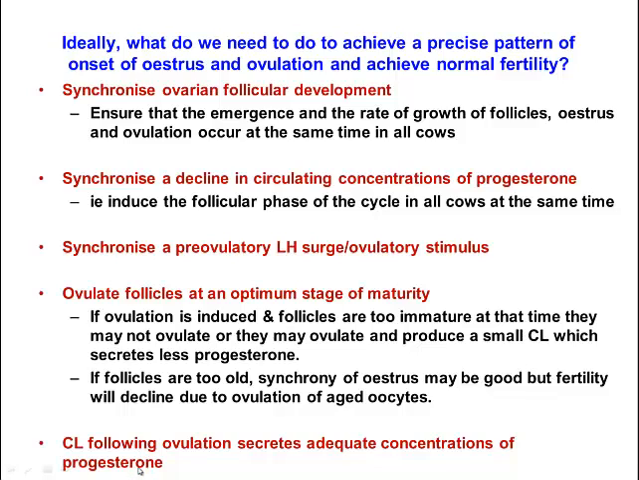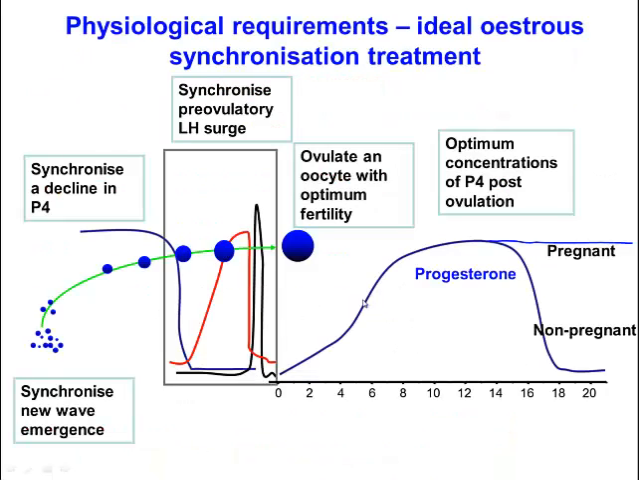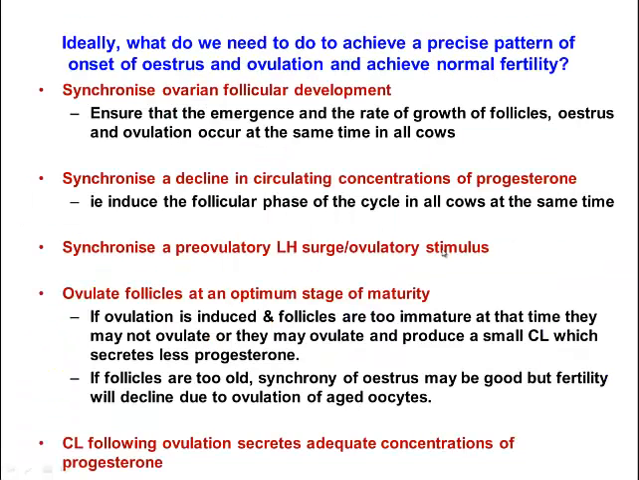And then finally we want the corpus luteum following ovulation to secrete an adequate concentration of progesterone. So following ovulation we want an adequate concentration of progesterone being produced. So this is the ideal of what we need with any oestrous synchronization treatment. So I may just stop there for a while and allow you to perhaps revise this a little and consider again what those principles are, and we'll go on to explain them more with the next session.